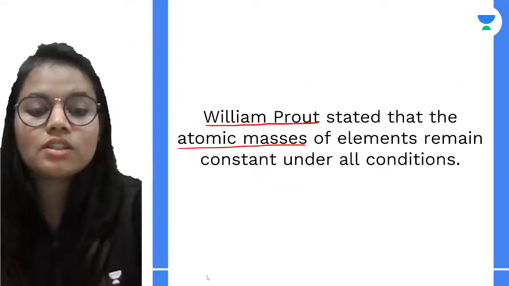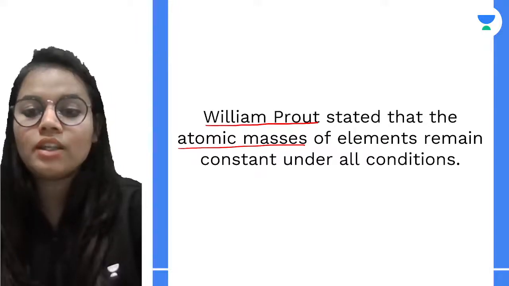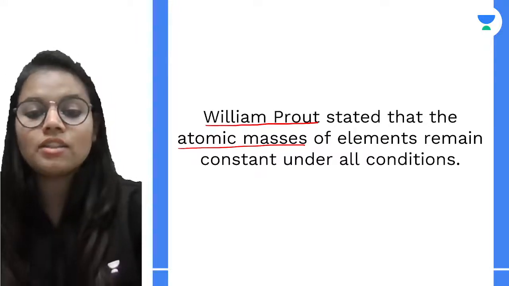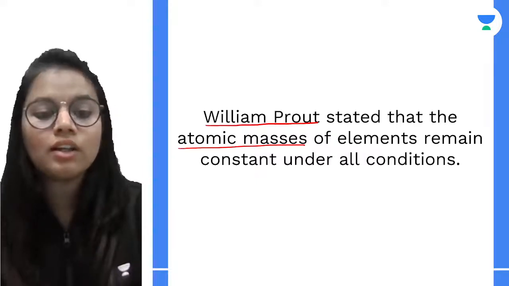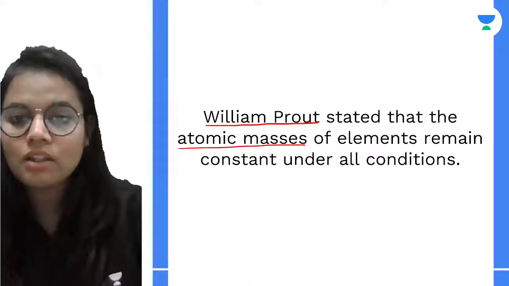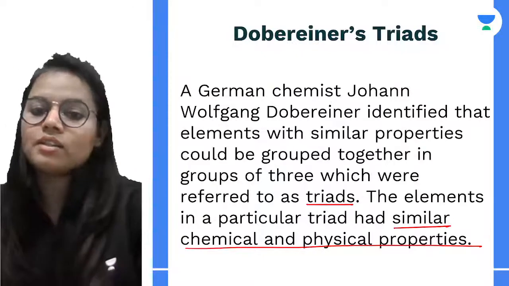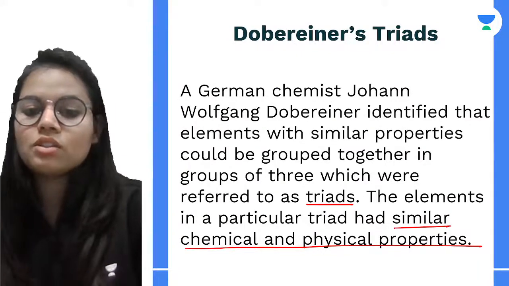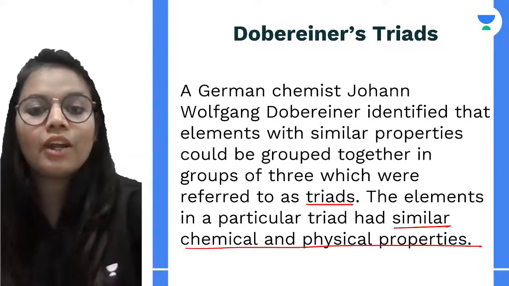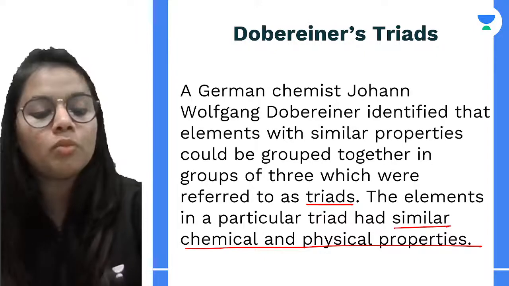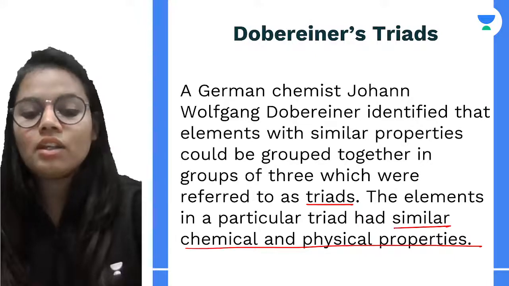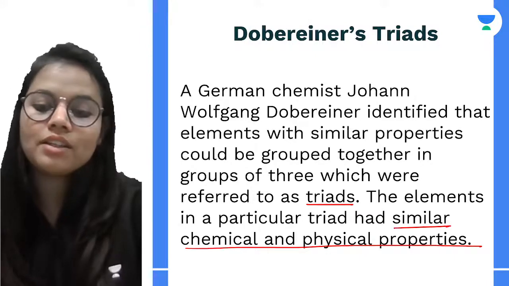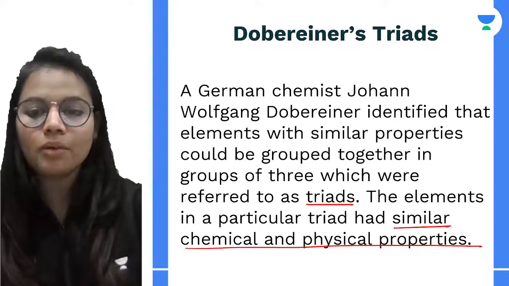After that, there was a scientist, William Prout. He gave an important statement that the atomic mass of elements remains constant under all conditions. And after that, Dobereiner's triads came up. He was a German chemist and he tried to arrange the elements into groups of three, known as triads. In every triad he picked out elements having similar chemical and physical properties.